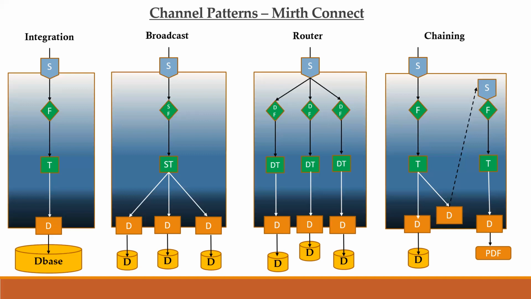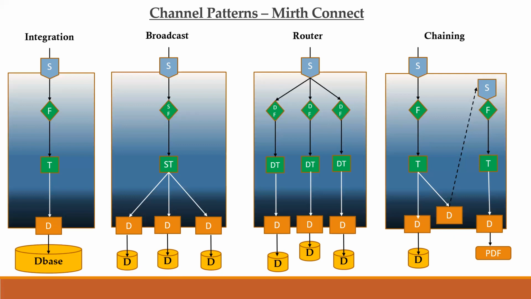Each destination can be configured to various connection types. Let's say one is using a database, another one is using TCP/IP, another one is using a web service. They are not dependent on each other at that level. You can configure whatever you want to configure.